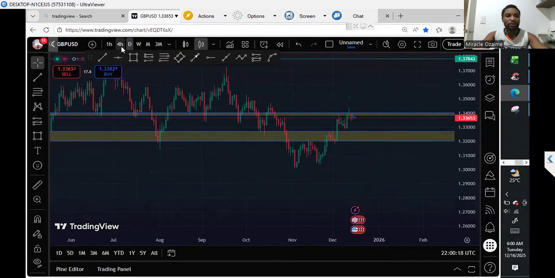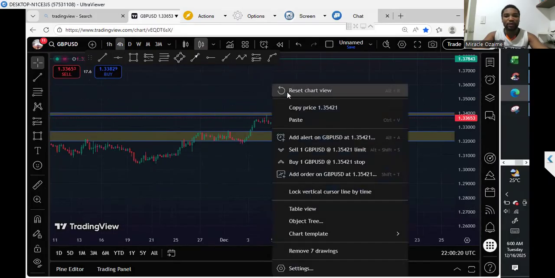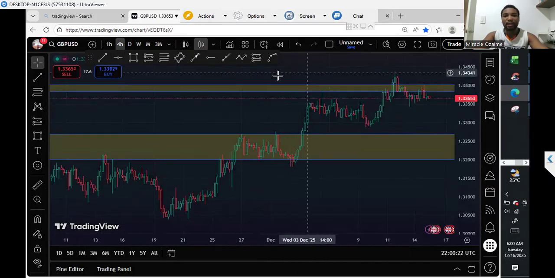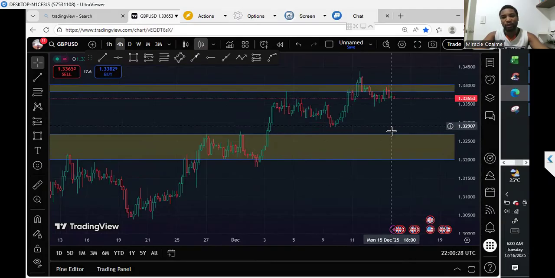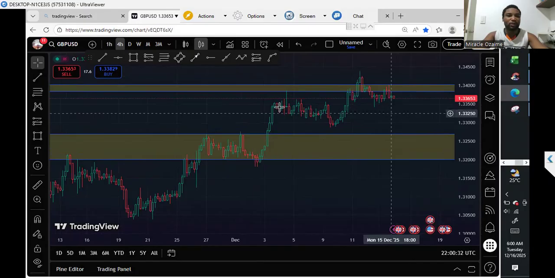Then when we come back to the 4-hour time frame, what are we seeing on the 4-hour time frame? Look, price is consolidating around this area, multiple rejection around this area for a potential drop, maybe drop to the downside. So that's what I'm looking at for GBPUSD.